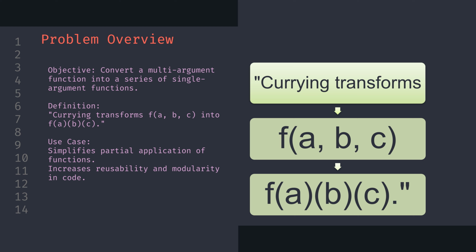The goal is to take a function that accepts multiple arguments and convert it into a series of nested functions, each accepting one argument at a time. This transformation allows us to partially apply arguments and build more reusable and modular functions.